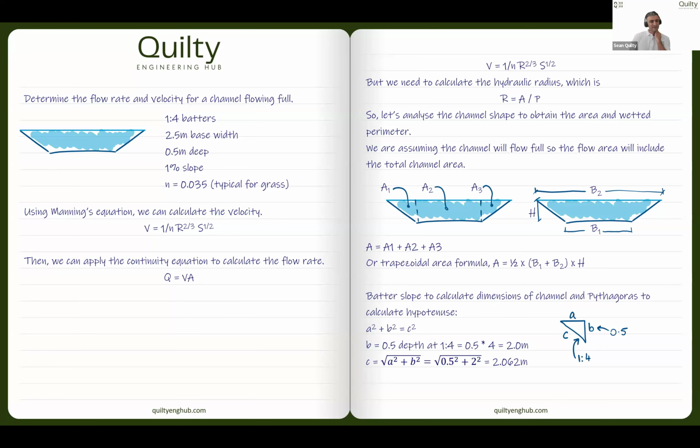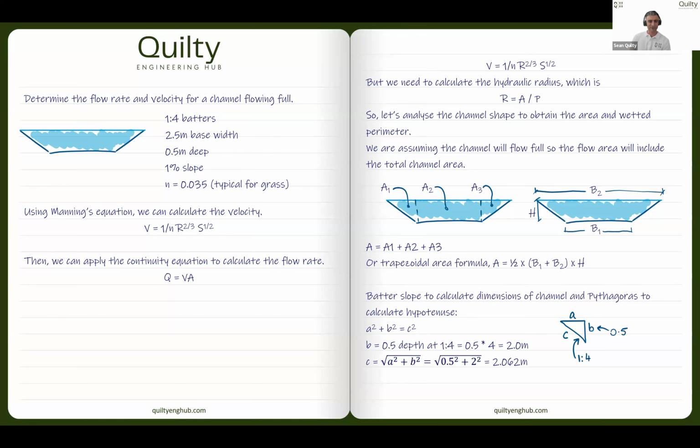So we'll use Manning's equation. The velocity equals 1 on n, R^(2/3), S^(1/2). And then we can apply the continuity equation to get our flow rate. But first, we need to calculate the hydraulic radius. So that's our flow area divided by our wetted perimeter. So this is now getting into some pretty basic maths.